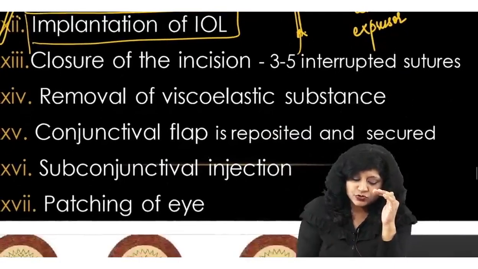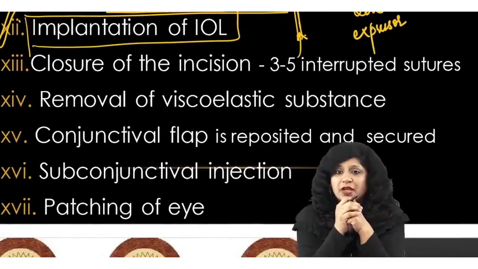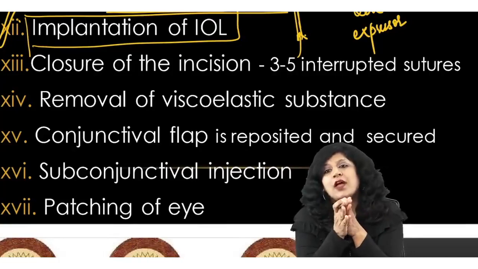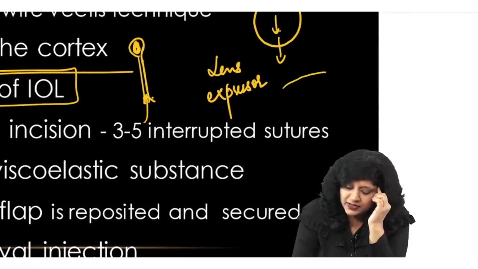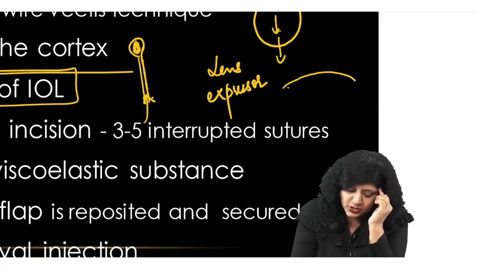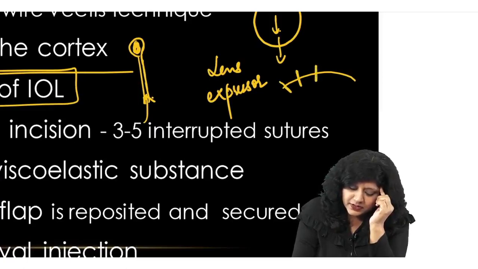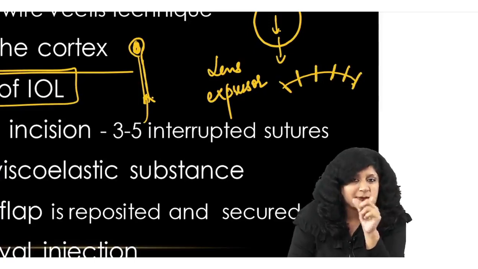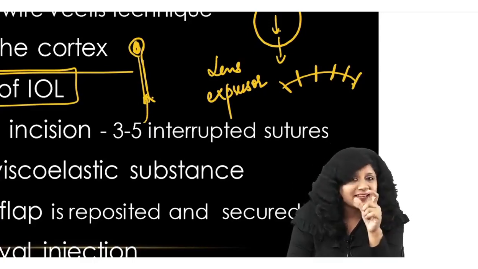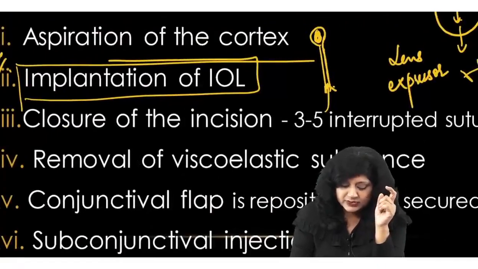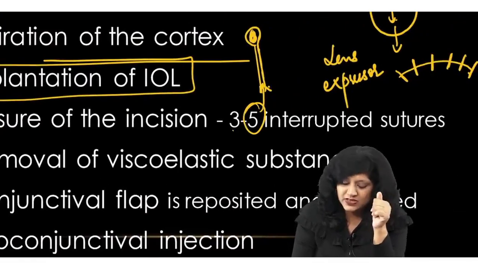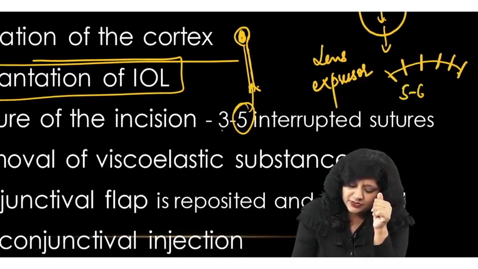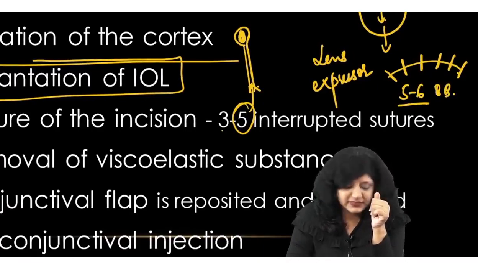So once you have given the IOL, you have done the implantation of the IOL, then you have to do the closure of the incision. Now for the closure of the incision, suppose this is your corneoscleral incision, so we are giving radial interrupted sutures like this. The number of sutures depends on the exact size of that incision, but mostly, I think 3 are very, very less, we are giving 5 to 6 interrupted sutures for the ECC.